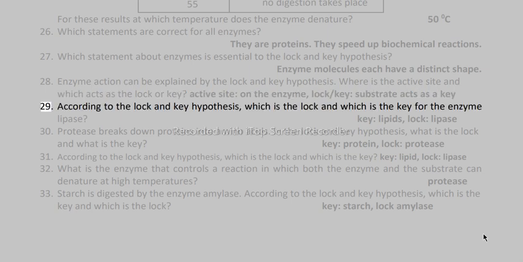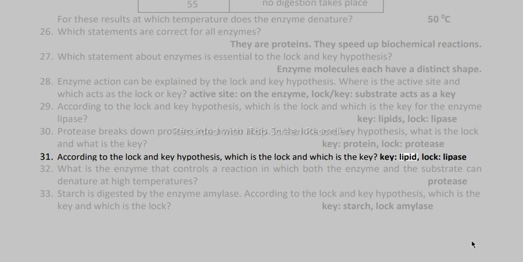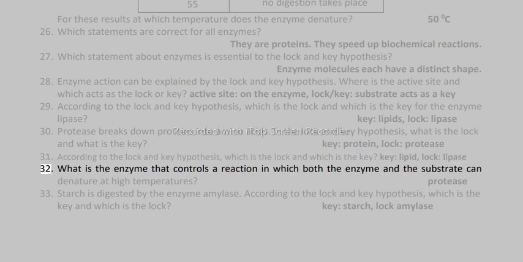29. According to the lock and key hypothesis, which is the lock and which is the key for the enzyme lipase? Key, lipids. Lock, lipase. 30. Protease breaks down proteins into amino acids. In the lock and key hypothesis, what is the lock and what is the key? Key, protein. Lock, protease. 31. According to the lock and key hypothesis, which is the lock and which is the key? Key, lipid. Lock, lipase.